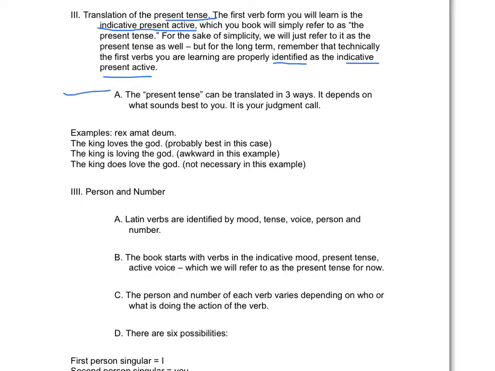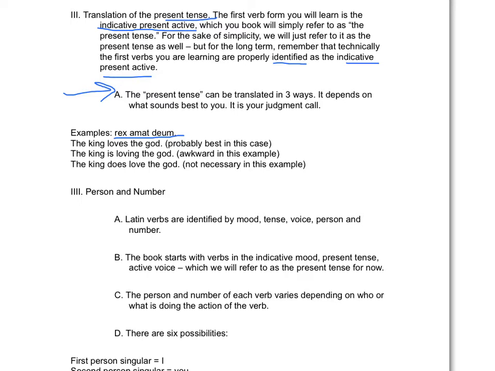The textbook then goes on to point out that the present tense can be translated in 3 ways. It all depends on what sounds best to you. When you hand in your translations to me each week, I've recommended that you hand them in by Sunday at 11:59 p.m. You may translate the present tense in whatever way sounds best to you. It's your judgment call.